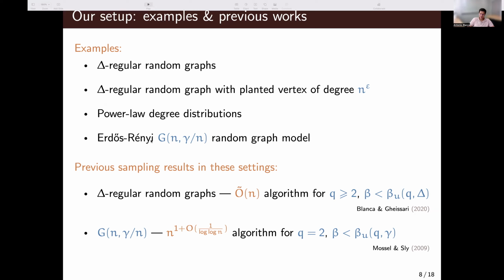And notice that this actually matches the lower bound that we mentioned earlier. There is an exponential dependence on the maximum degree of the graph, which is log n over log log n with high probability.